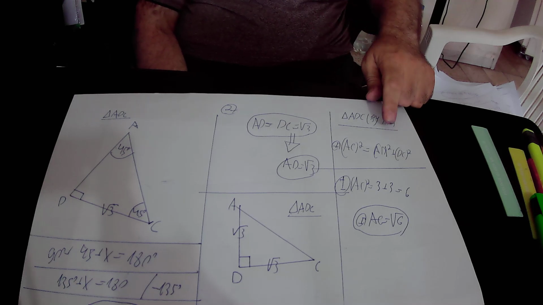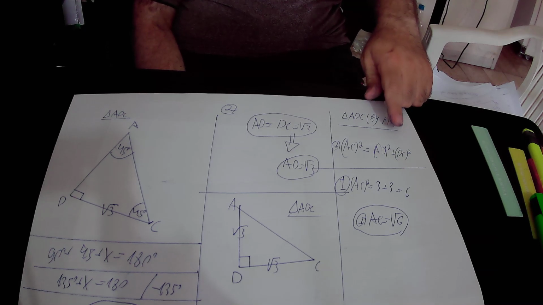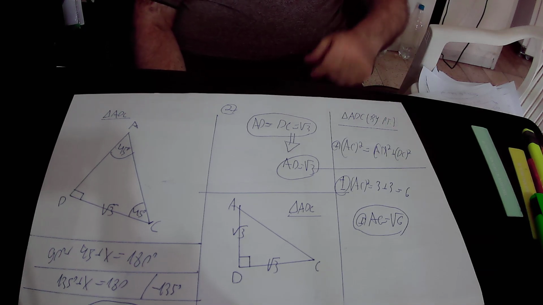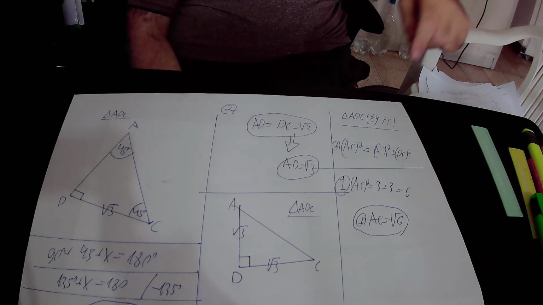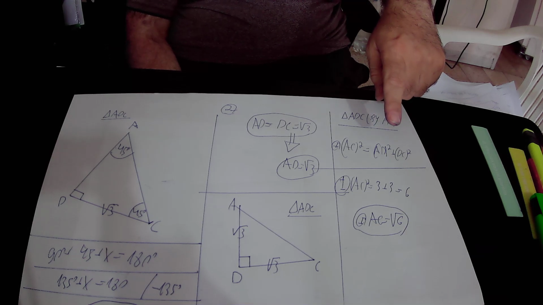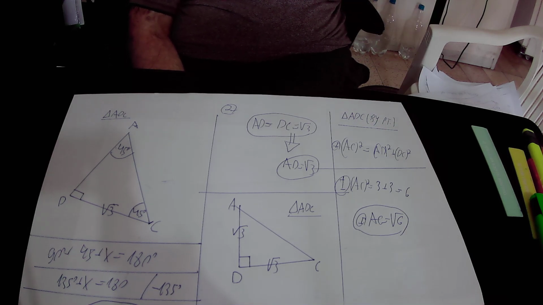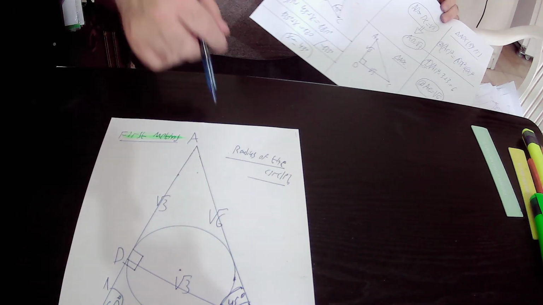So AC square is equal to AD square plus DC square. AD is equal to 3, so AD square is 3 square, that is 3, and DC is equal to 3, so DC square is also 3. So in conclusion, I found that AC square equals 3 plus 3, that is 6. We took the root of equation number 1 and found that AC equals the square root of 6 units.